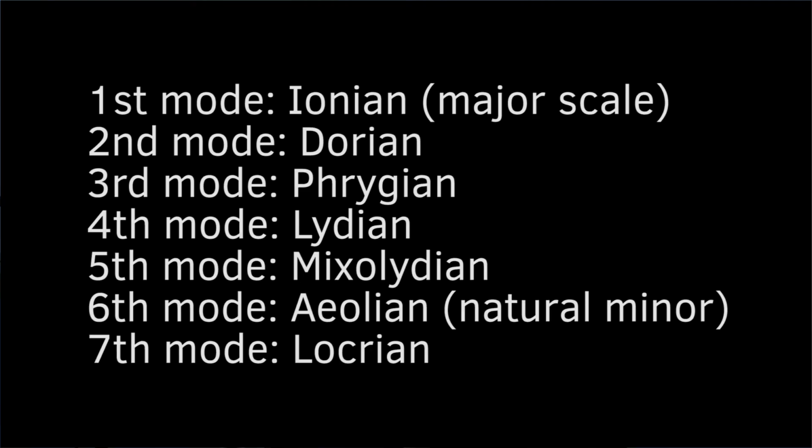Conveniently, there's specific names for each one of these modes. It's good to learn these names and memorize them like a robot. First mode, Ionian. Second mode, Dorian. Third mode, Phrygian. Fourth mode, Lydian. Fifth mode, Mixolydian. Sixth mode, Aeolian. Seventh mode, Locrian. We've talked about the derivation, so you could derive any of these modes.